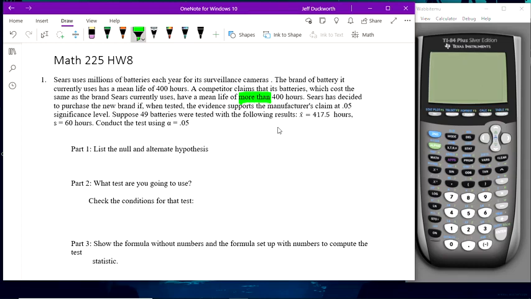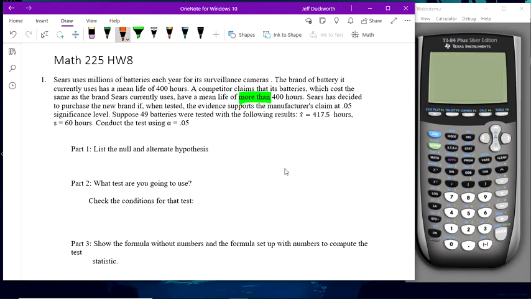Sears has decided to purchase the new brand if, when tested, the evidence supports the manufacturer's claim at 0.05 significance level. Suppose 49 batteries were tested with the following results: X bar equals 417.5 hours, S is 60 hours, and conduct the test using alpha is 0.05. Remember, alpha and the significance level are the same thing.